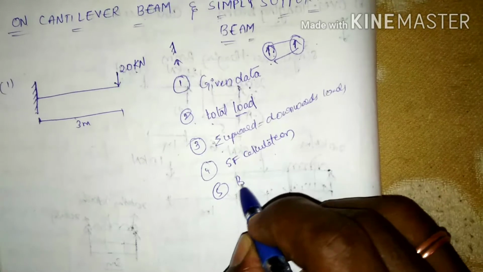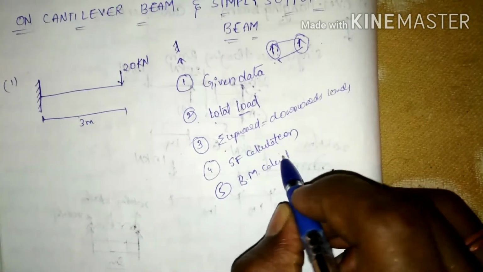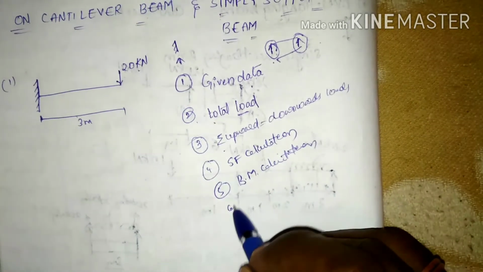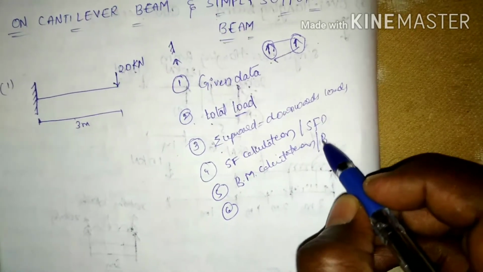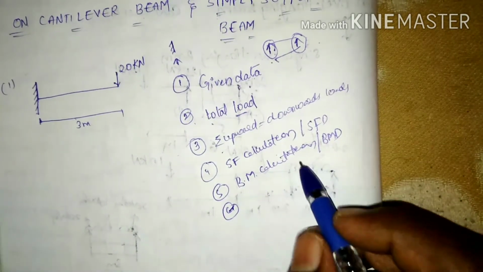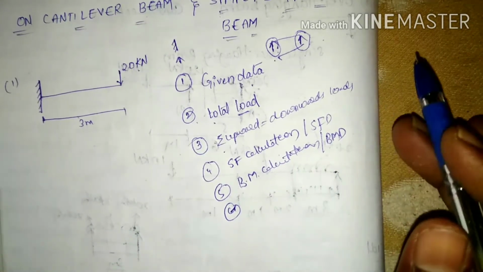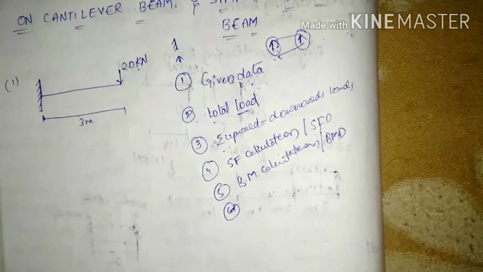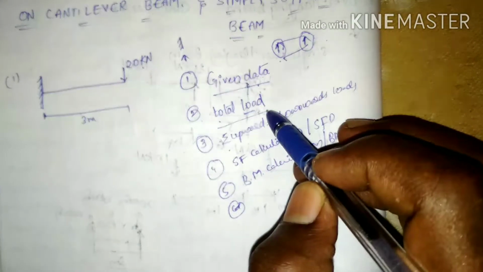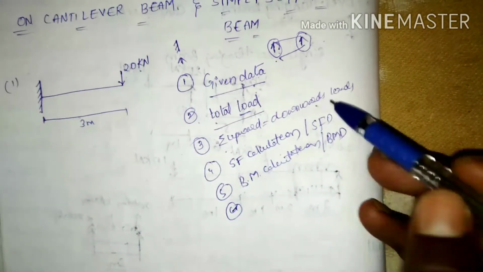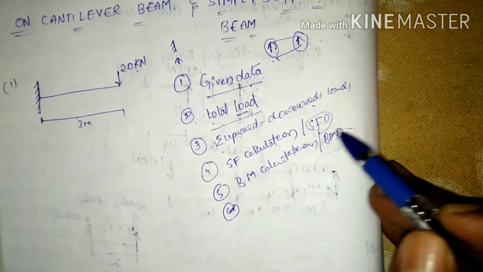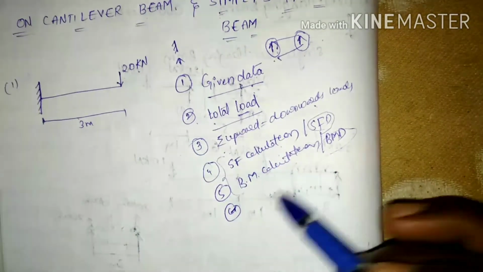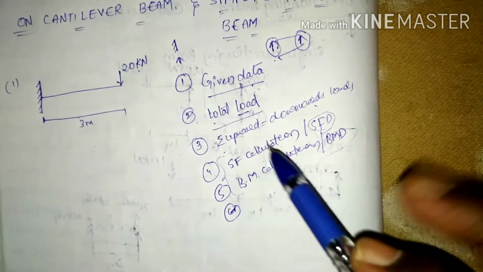Next, number 5, bending moment calculation. After these calculations, we are going to draw the shear force diagram, SFD, and the BMD. Just simple: we have to write the given data, total load, equating upward reactions to downward loads, shear force calculation, bending moment calculation, and drawing the shear force diagram and bending moment diagram for the calculation of shear force and bending moment.